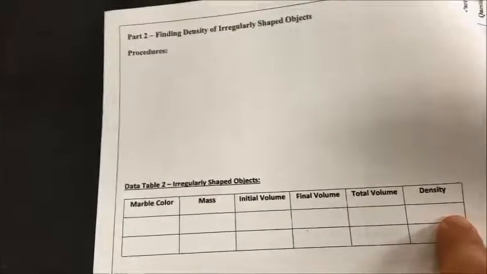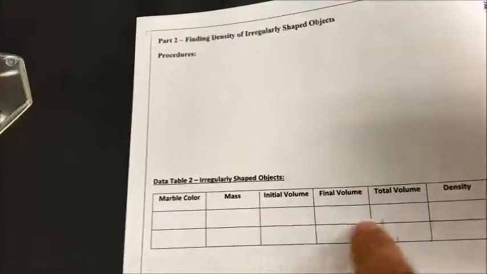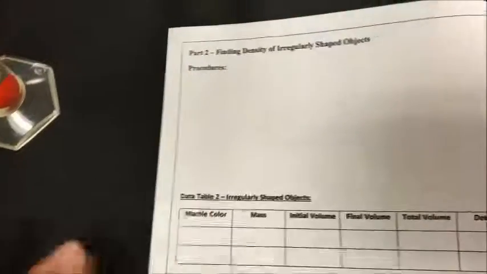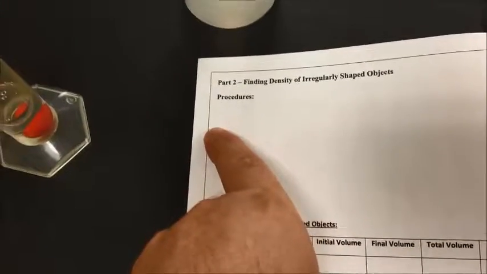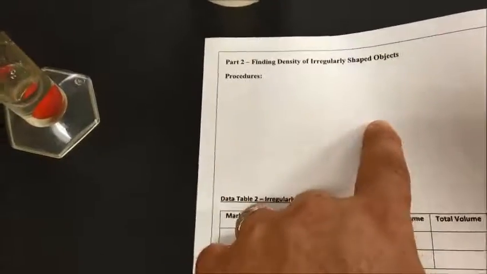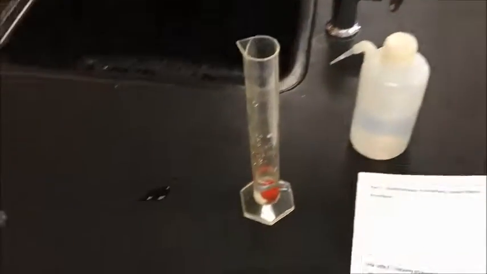To find the density, again, density equals mass divided by volume. So you take this number, divide it by the total volume number, and you get your density value. So, recap the procedures. 1, get your marbles. 2, find their masses. 3, find their volumes by displacement. 4, calculate density. Okay, so that's irregularly shaped objects. Stay tuned for the unknown.